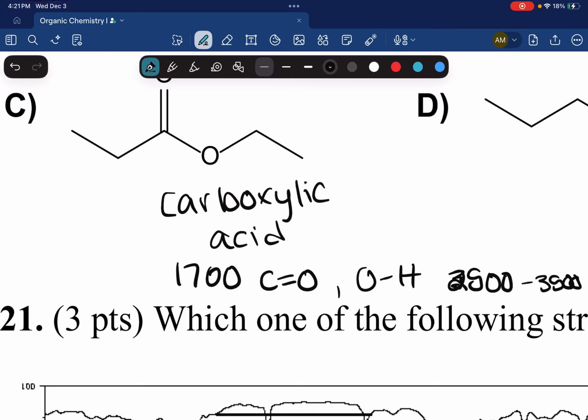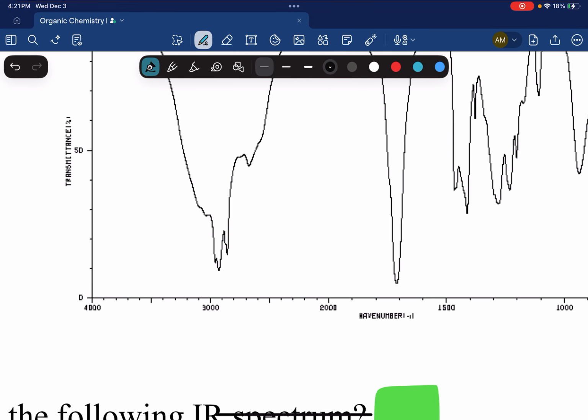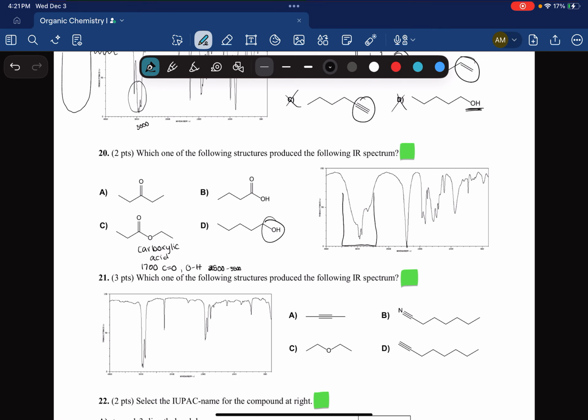To 35. Right? Okay. Which, about 25 to about 35-ish. And then we see 15, 16, 17 strong peak there. Perfect. You got our answer. It's a carboxylic acid.